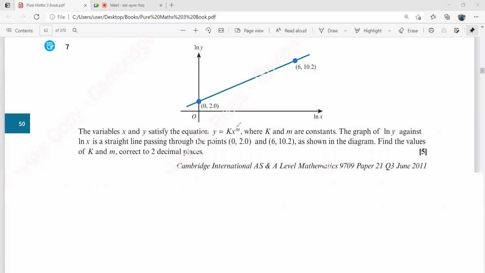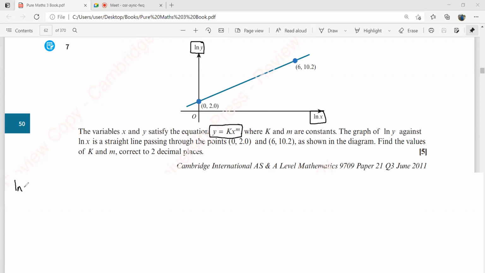So you have to see that you've been given ln y here, ln x here, and that is always a hint for you on how to break this non-linear equation into a linear equation. Okay. So I'll be taking log on both the sides.